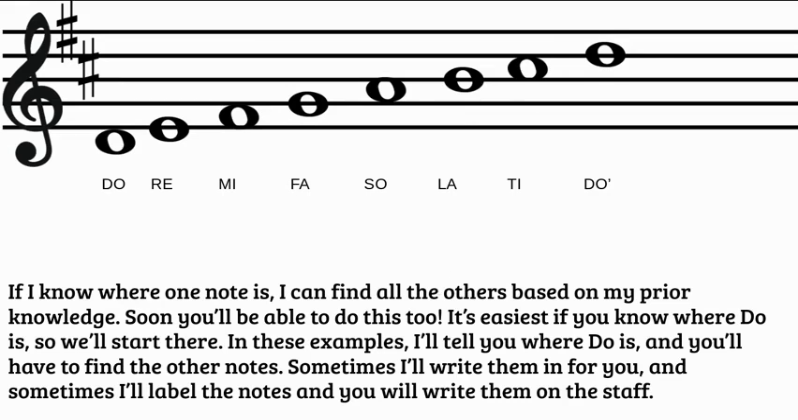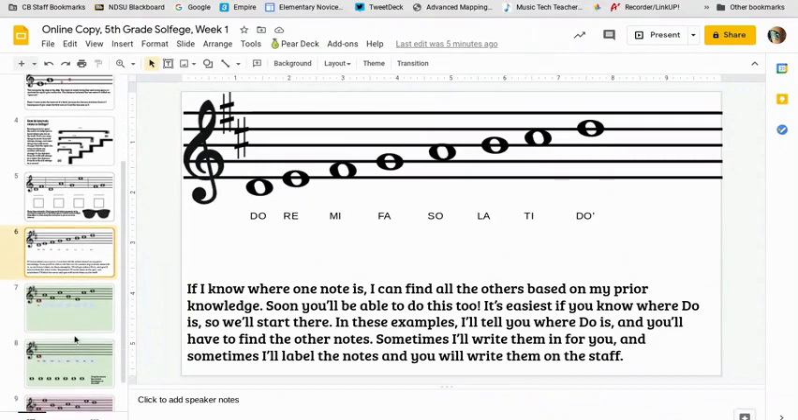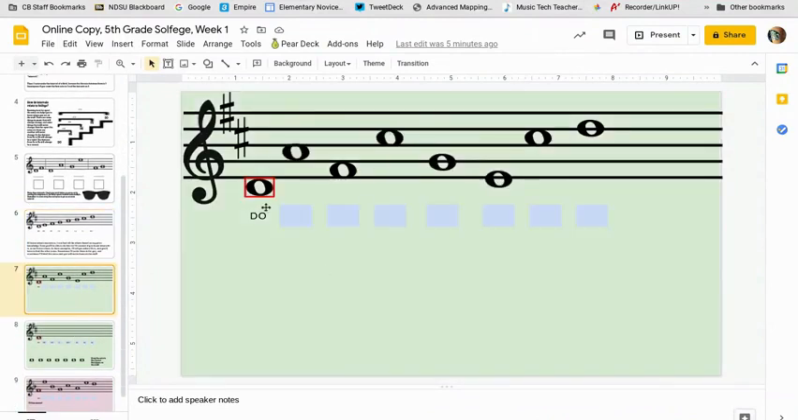What I want you to figure out with solfege is that you are going to have an opportunity to look at these notes and figure out where you are. There are going to be some slides like this. I am going to tell you where do is. It's going to be in the red box. I feel like it's easiest to tell where you are if I tell you where do is. You can find anything from do.